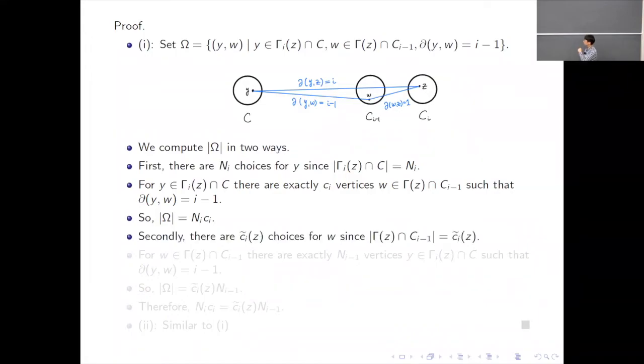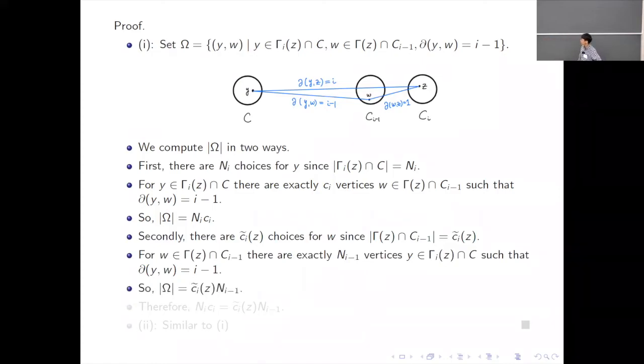Now we think of W first. So there are Ci tilde Z choices for W by definition. And we fix W, then we have exactly Ni minus 1 vertices Y by definition of Ni. So the size of omega is Ci tilde Z times Ni minus 1. So they are equal to each other, and we obtain the formula for Ci tilde Z. Similarly, we can find the formula for bi tilde Z. So we just proved that our partition is equitable.